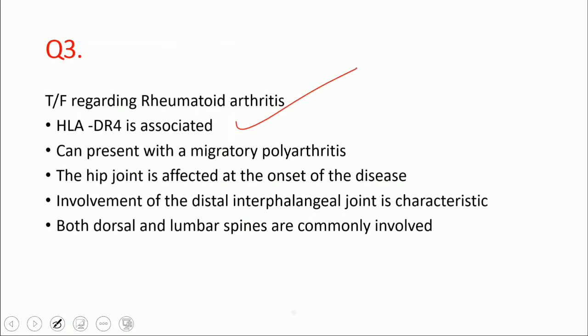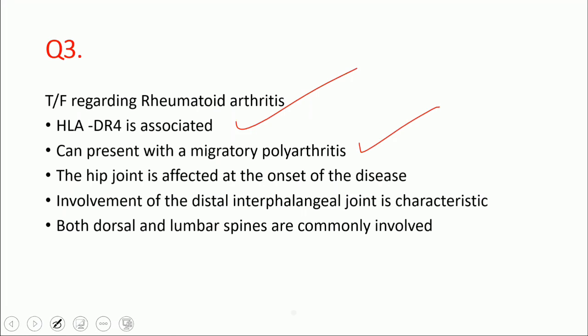You should know this. Metacarpophalangeal and proximal interphalangeal joints are the common affected joints. That's a common presentation. But remember, sometimes rheumatoid arthritis, especially in the early stages, can present with a migratory type arthritis as well. Migratory polyarthritis. So it can present with that, especially in the early stages.